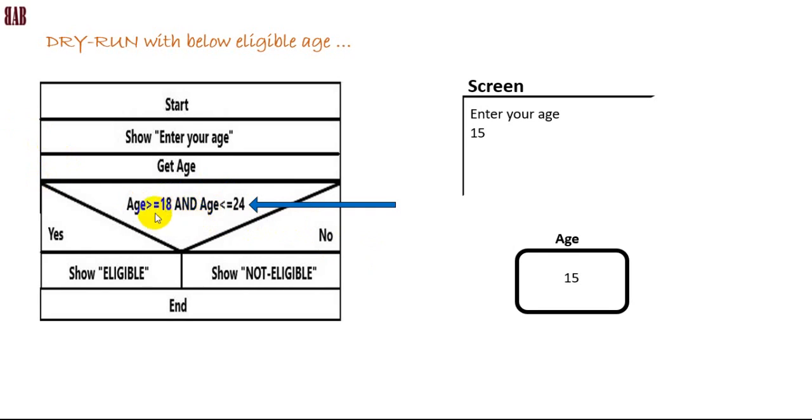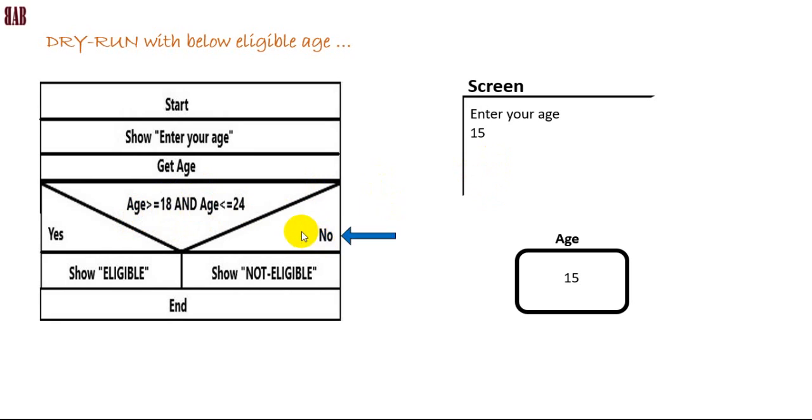Okay, and age is greater than 18 and age is less than or equal to 25. That is false because we are saying age is greater than or equal to 18. It's not, because this is 15. So as such, it will evaluate to a no or a false. Therefore, it will go to this side.